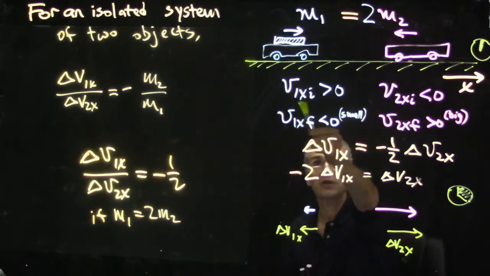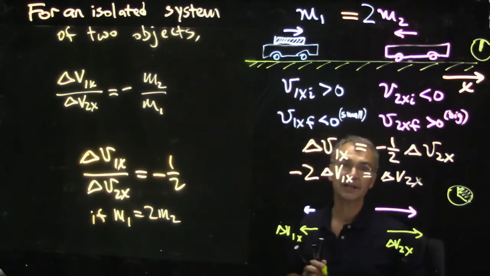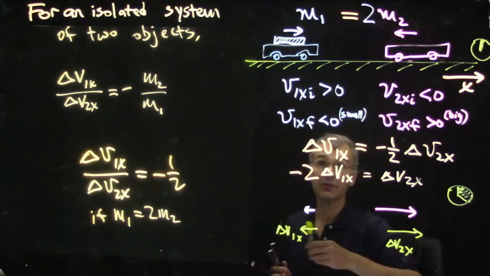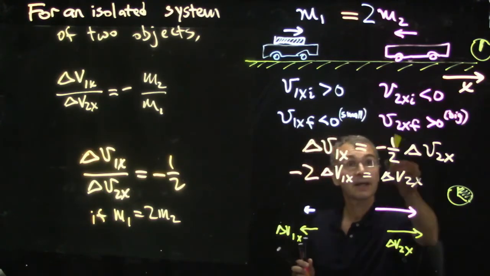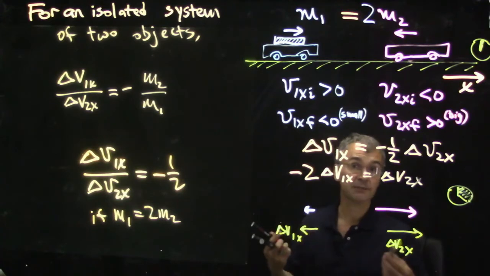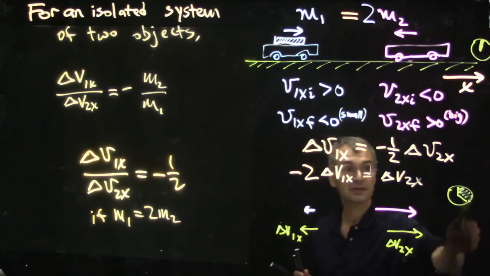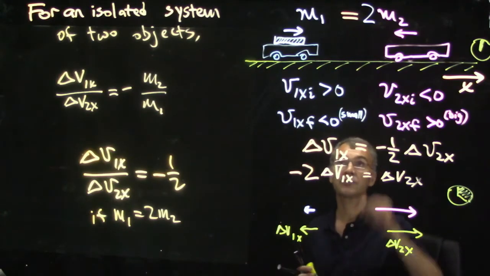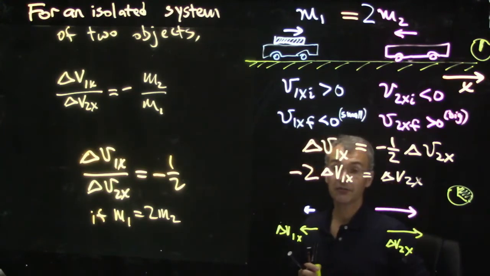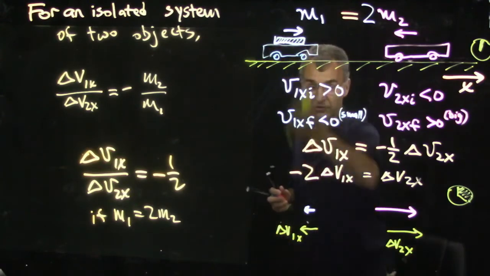So, okay, V1x initial is positive, the blue cart's moving to the right. V2x initial is negative, the red cart initially is moving to the left. After the collision, we will see the blue cart moving to the left, but at a small speed, and we'll see the red cart moving to the right, but at a big speed. So I have a little blue arrow going to the left for the final state, and I have a big red arrow moving to the right for the final state. But again, if you subtract, so I take the final blue state minus the initial blue state.